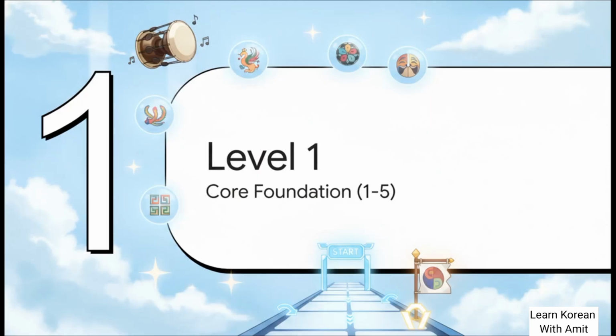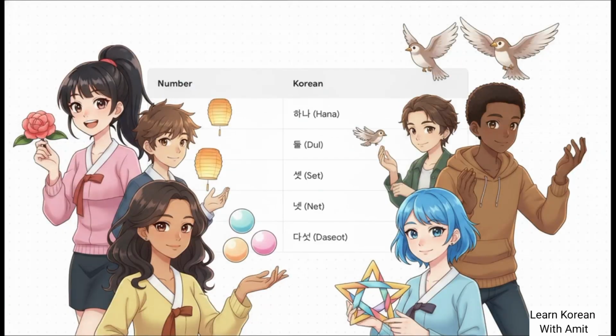Level 1. The core foundation, numbers 1 through 5. To make this as painless and efficient as possible, we're going to treat this like a speed run. Let's build up your confidence right now with this foundational sequence. And I want you actively participating here. Repeat after me out loud wherever you are. Ready? 1 is hana, 2 is dul, 3 is set, 4 is net, and 5 is dasot.